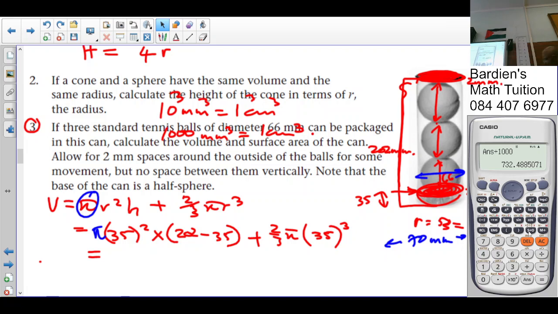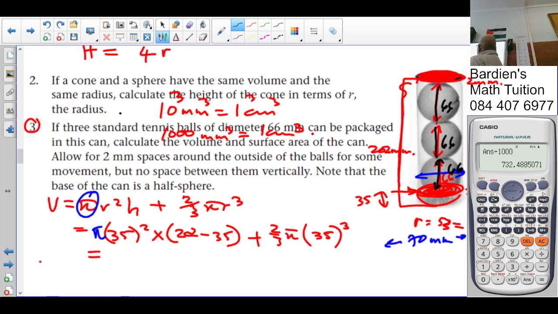Alright, so let's just check again. So what we have is 3 tennis balls of a diameter of 66 millimeters packed in the can. Calculate the volume and the surface area of the can. Allow a 2 millimeter space around the outside of the ball for some movement, but no space between them vertically. And note that the base of the can is half a sphere. Okay, so what we said was, if that diameter is 66, then each ball will then be 66. The length will be 66. Okay?